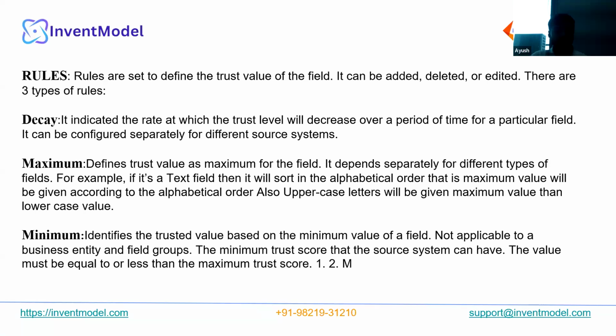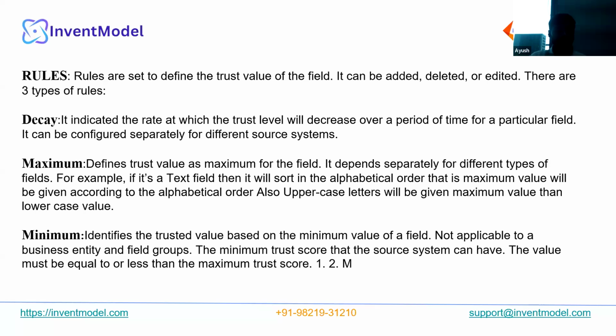There are three rules to define for trust value. They can be added, deleted, or edited. The first one is decay. It indicates the rate at which the trust level will decrease over a period of time for a particular field. It can be configured separately for different source systems. Like if we have multiple source systems like CRM, Salesforce, EDW, for each source system we can define a different decay rule.